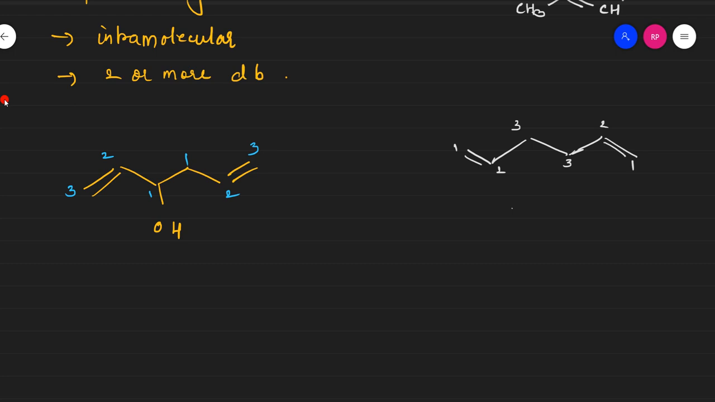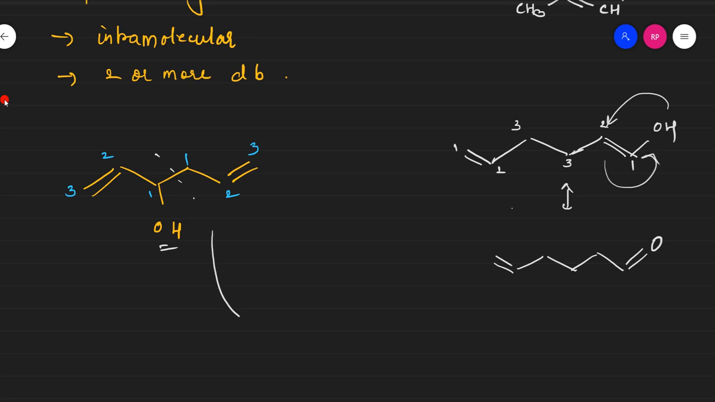The 1,2 double bond is there. The 1,1 bond is breaking. What was present at the one position? OH. Now this can undergo tautomerism. You can show it this way. So this H shifts over here and this double bond shifts over here. This is tautomerism.